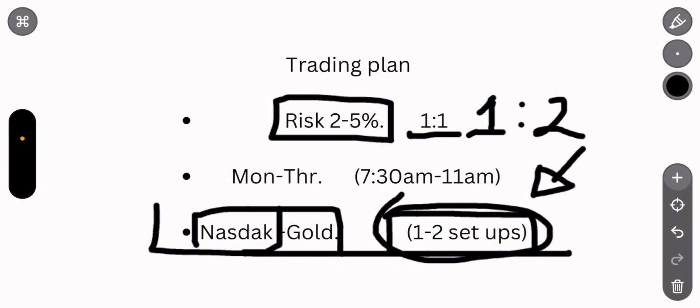But if I would have went for the 1-to-2, then I would have made my full 5% on that 1 trade, correct? Now let's say I take that loss and that first trade loses, I'm down 2.5% of my whole account, correct? I'm down $2.50.